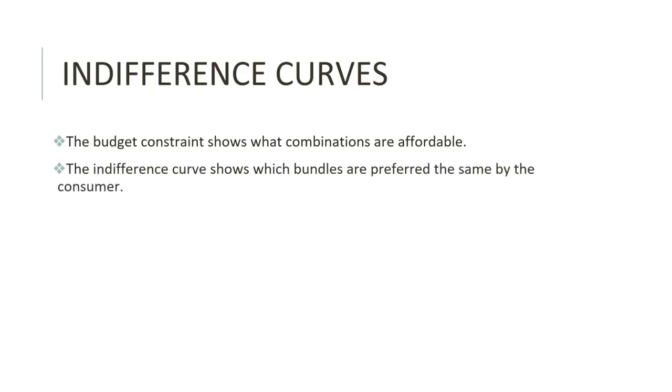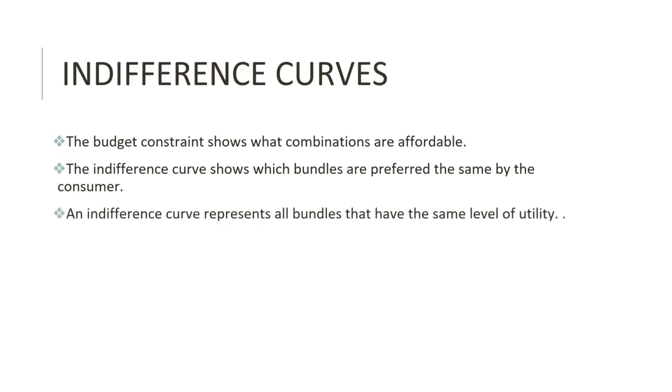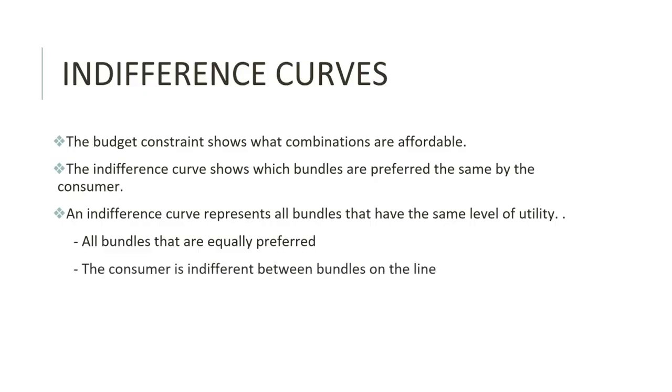We represent utility or happiness through indifference curves. We're also going to have a budget constraint, which we'll see in a couple of slides. It tells us what combinations are affordable. But the indifference curves are going to show us how bundles are preferred the same by a consumer. So if we have an indifference curve, it tells you all the combinations that give that consumer the same amount of happiness. An indifference curve represents all bundles that have the same level of utility, all bundles or combinations that are equally preferred. So they're called indifference curves because the consumer doesn't care which combination they get.